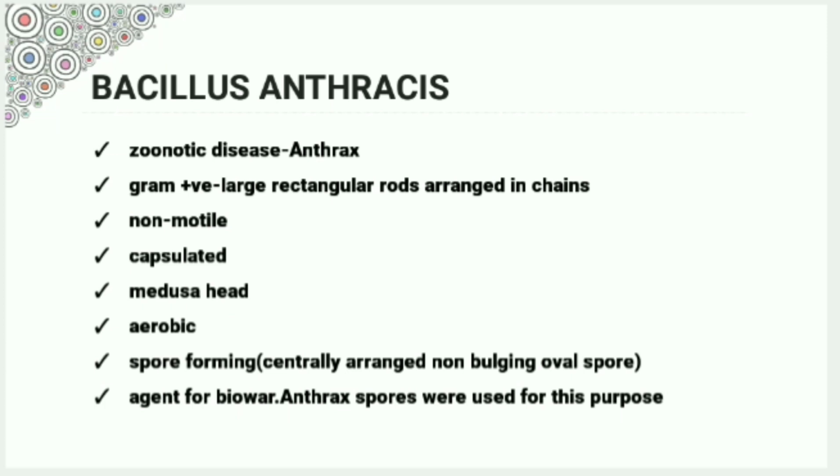The bacteria take the purple color on gram staining, so it's gram positive, and appear like large rectangular rods which arrange like chains. These are non-motile, capsulated, and show a medusa head appearance on nutrient agar. We will discuss this with pictures in the laboratory diagnosis part. These are aerobic, spore-forming, having centrally arranged non-bulging oval spores. Earlier, anthrax spores were used as an agent for biowar.